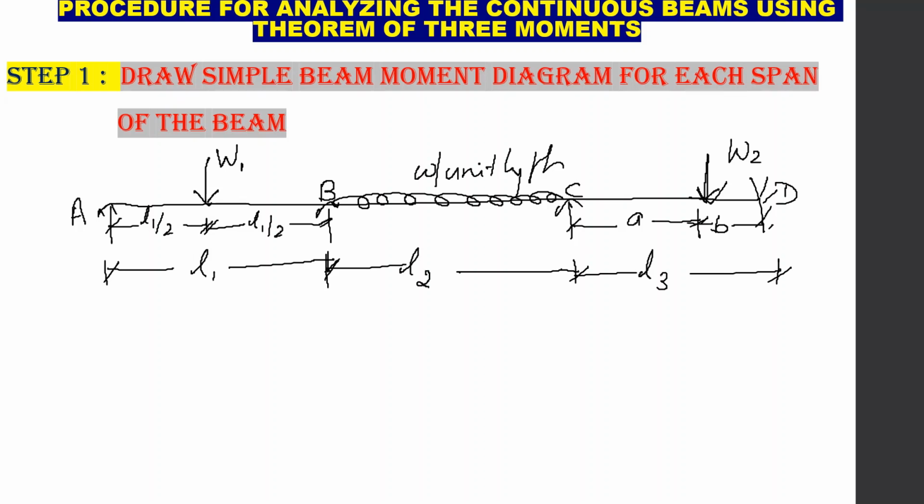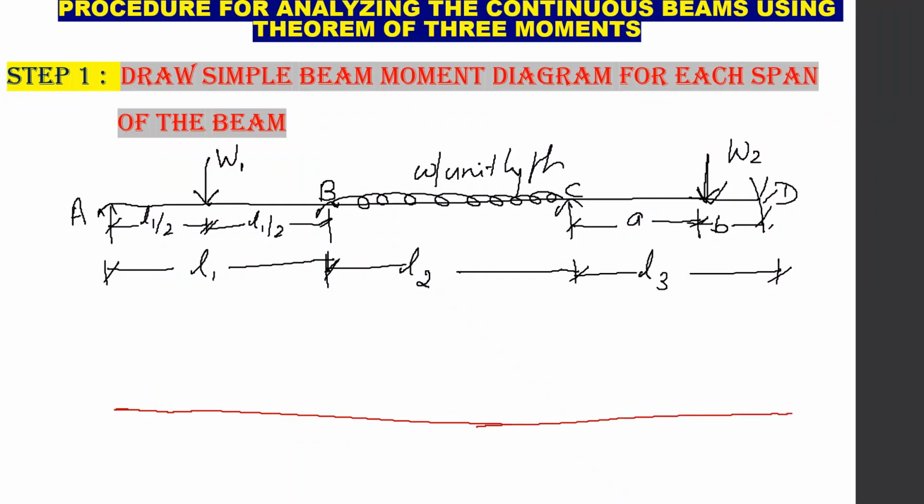Okay, now if such a diagram is given, our first step is to draw a simple beam moment diagram or simple bending moment diagram. Simple bending moment diagram means we have to draw a moment diagram by assuming the end supports are simply supported. So now, how will we draw the simple beam moment diagram for this continuous beam?